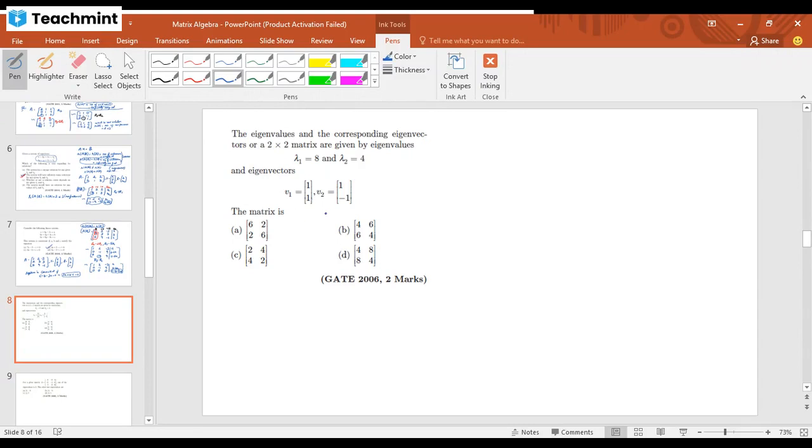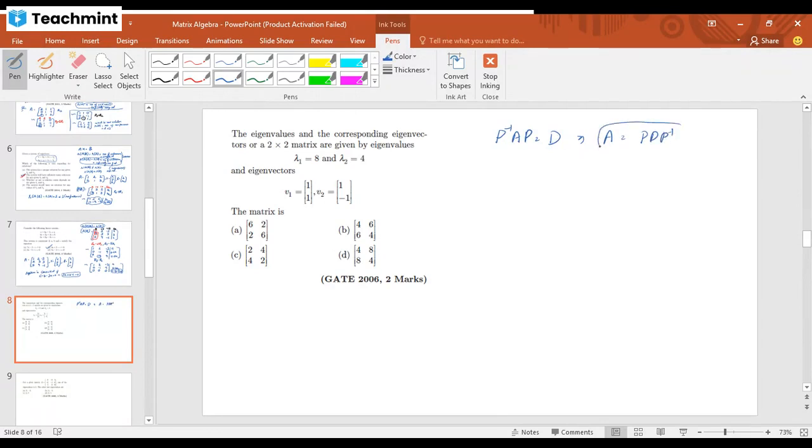The first thing is, because it is just a 2 cross 2 matrix, we can use the concept of diagonalization. According to the concept of diagonalization, a matrix is diagonalizable if there exist linearly independent eigenvectors, such that there exists a non-singular matrix P with P inverse AP equal to D, where D is the diagonal matrix whose diagonal elements are the eigenvalues of matrix A. Or we can say that A is equal to PDP inverse.